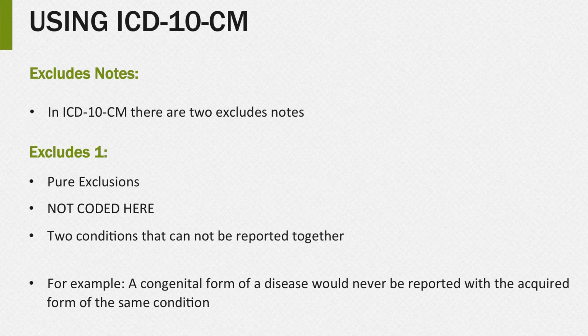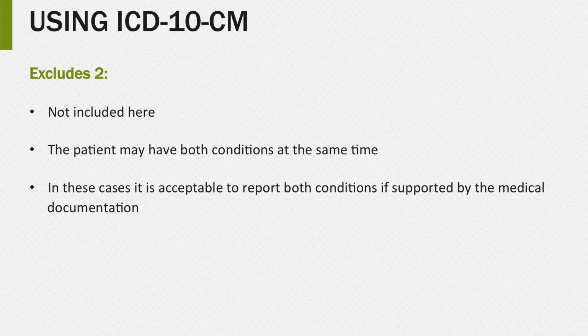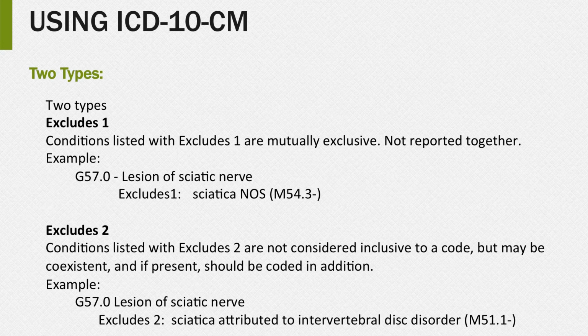With the Excludes 1, the coder is alerted that these two diagnosis codes would never be reported together. For example, a congenital form of a disease would never be reported with an acquired form of the same disease. An Excludes 2 indicates that in these cases, the patient may have both conditions. And if that is the case, and it's supported with documentation, you may code both conditions. Let's take a look at an example.